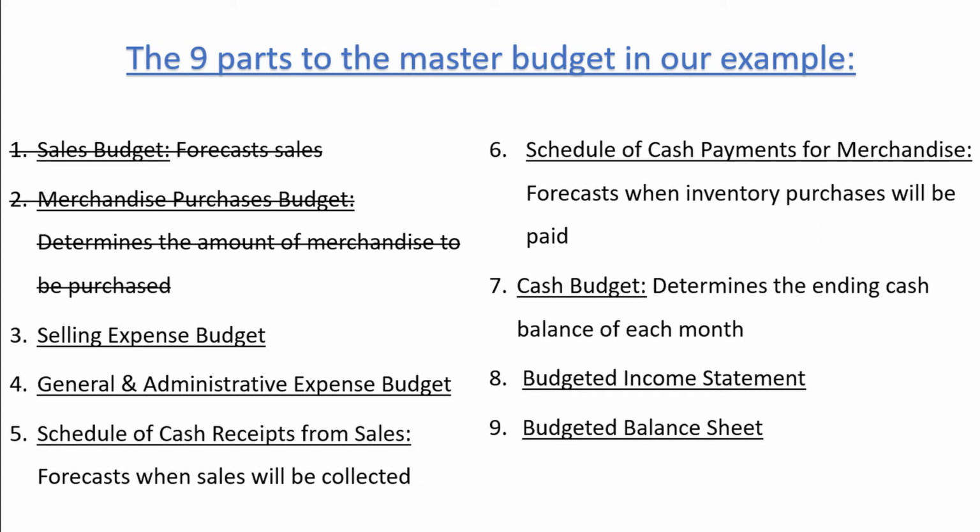This is the second video in our series completing a master budget for a merchandiser. Listed here are the 9 budgets we will be completing throughout our master budget video series. In the previous video, we completed the sales and merchandise purchases budgets. In this video, we will be completing the selling expense and general and administrative expense budgets.